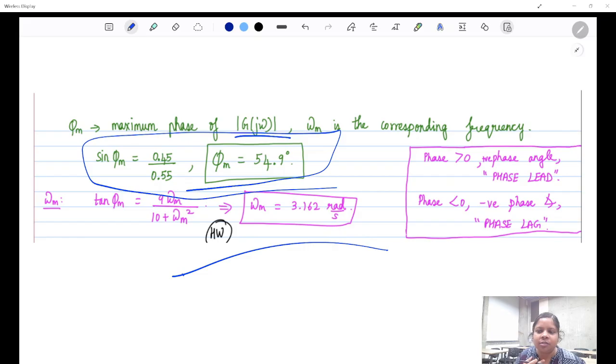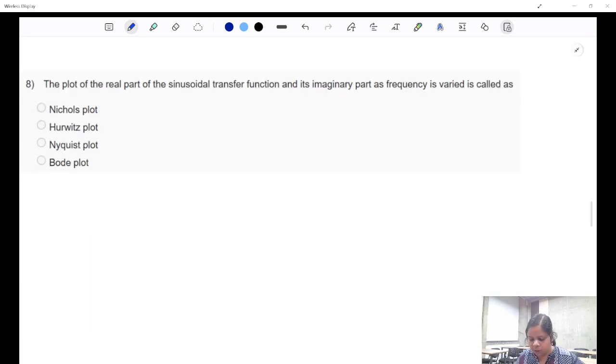After this, we'll have the Nyquist stability criteria that we are going to see in the next class definitely. But now we have many questions coming in.